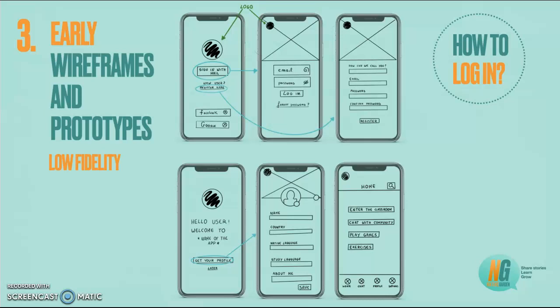When you start your account, you will select your name, your country, your native language, and your study language. This is for the community, and some information about the user. Just to create a beautiful community in which people can know each other better and maybe make friendships. Then we arrive at the home page, in which we can enter the classroom, chat with the community, play games, and do exercises.